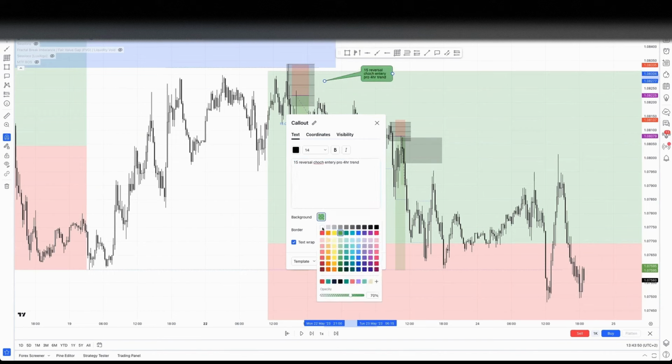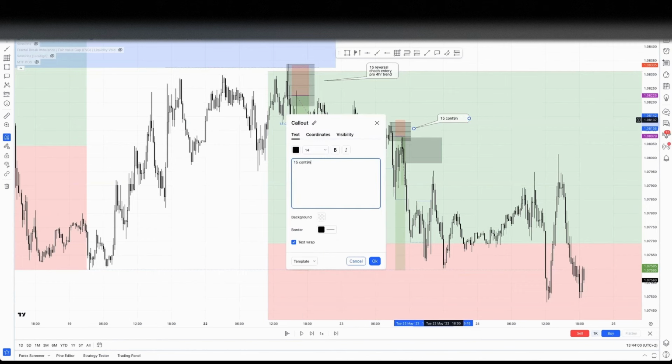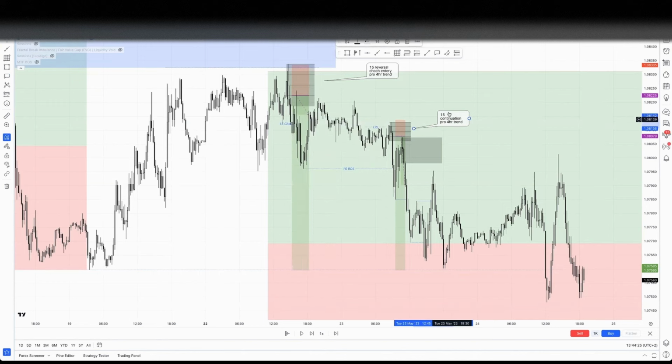Because of the bearish CHoCH in a bearish 4-hour point of interest in a bearish 4-hour trend, this is a 15-minute continuation pro 4-hour trend. So that's why we're targeting these 4-hour lows, because we're pro 4-hour trend and we're expecting the 4-hour to break and continue that 4-hour trend.